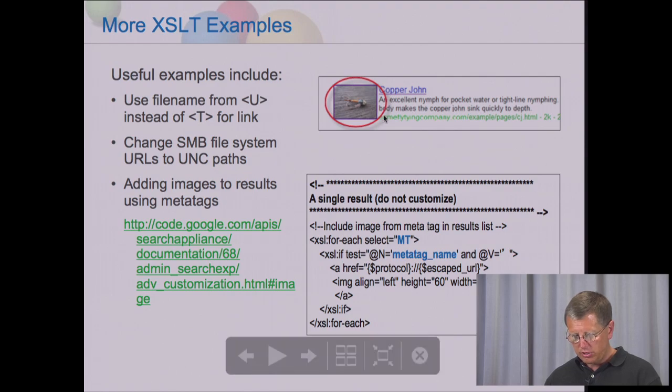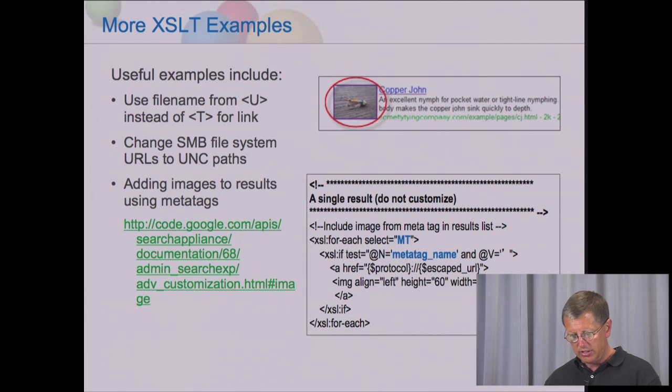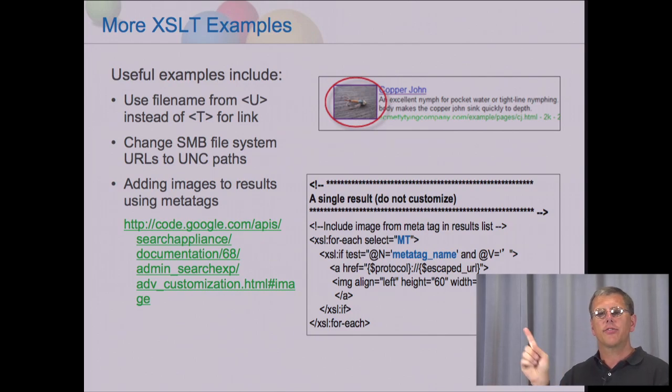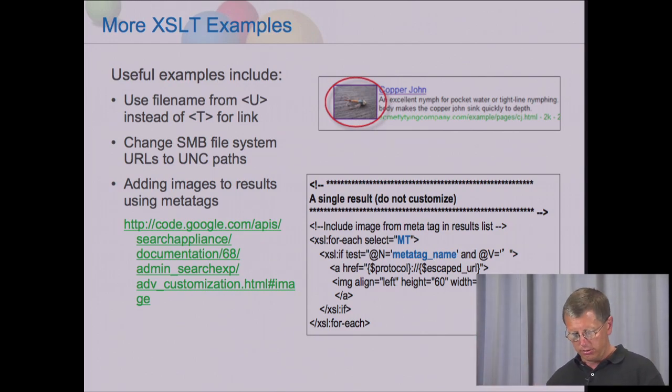Other examples of what you can do with the XSLT style sheet, here's an example of somebody who's added images into the XSLT. What they've done is they found the results processing section of the XSLT and they've added a meta tag to each document that had a URL to this image, and they just told the style sheet to make a GET request to the image and include that in the search results.